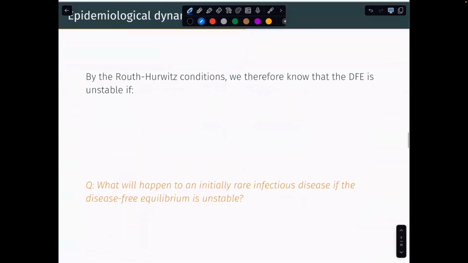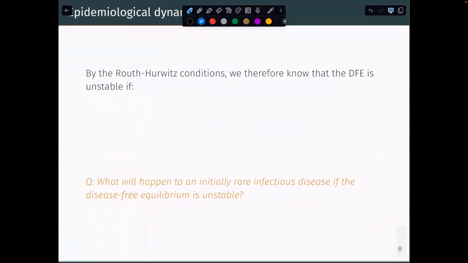Okay, so we can think about our Routh-Hurwitz conditions to think about the stability. Remember, if our trace is negative and our determinant is positive, this tells us that the real parts of all of our eigenvalues have to be negative, and therefore any small perturbations will decay away, and our equilibrium is going to be locally asymptotically stable. Okay.